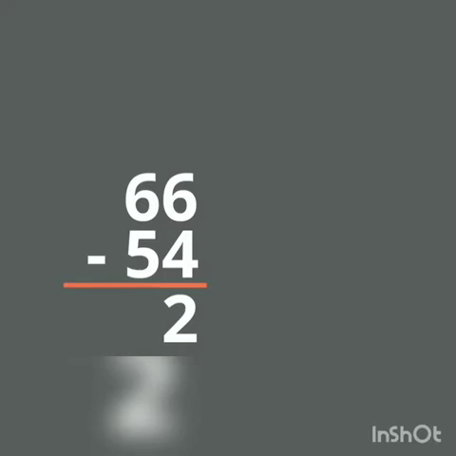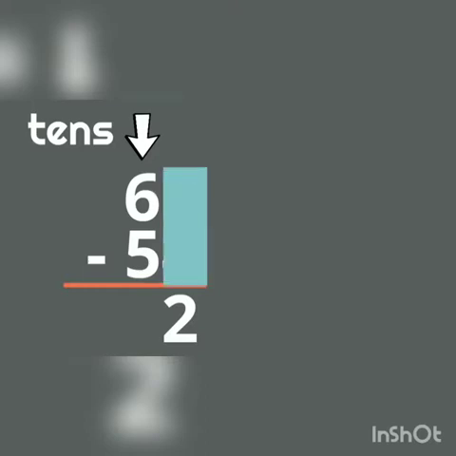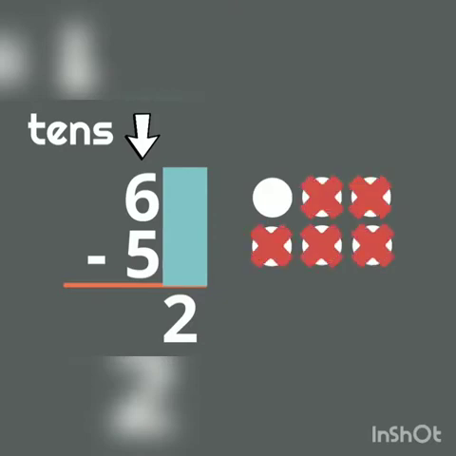Next, we will subtract the left column, the tens. And this time we're going to cover up the ones column to make it a little easier. So, what is 6 minus 5?